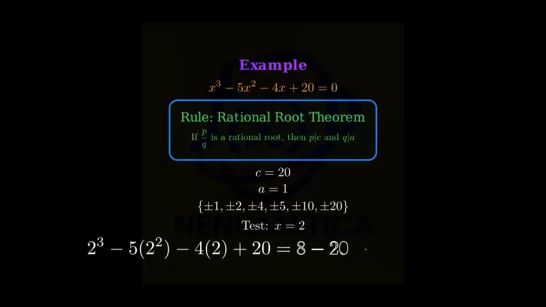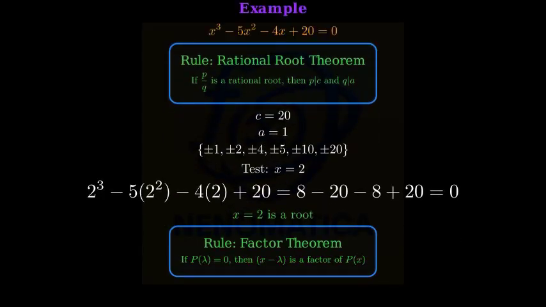When x equals 2, we get 2 cubed minus 5 times 2 squared minus 4 times 2 plus 20 equals 8 minus 20 minus 8 plus 20 equals 0. So x equals 2 is a root of our equation. Now, let's use the factor theorem. Since x equals 2 is a root, x minus 2 is a factor of our polynomial.